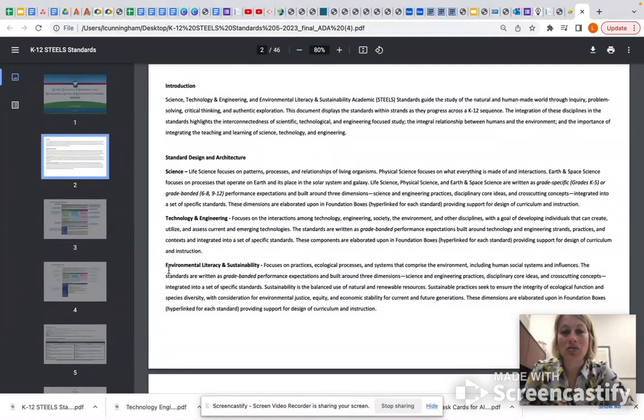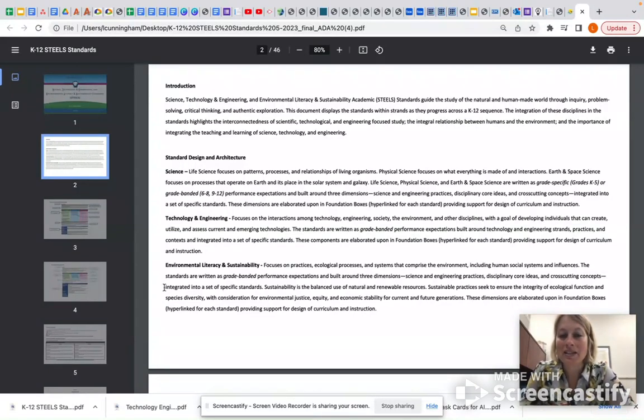And then finally, we have environmental literacy and sustainability standards. And these standards focus on practices, ecological processes, and systems that comprise the environment, including human social systems and influences. The standards are written as grade-banded performance expectations and are built around 3 dimensions: science and engineering practices, disciplinary core ideas, and cross-cutting concepts, integrated into a set of specific standards.